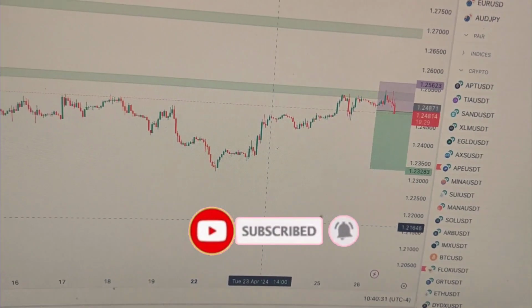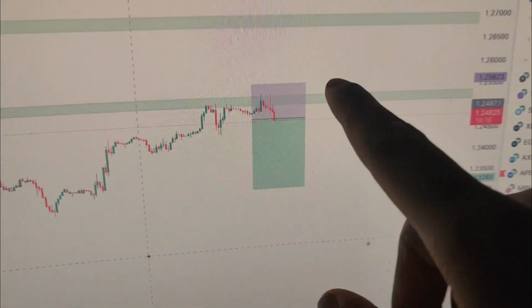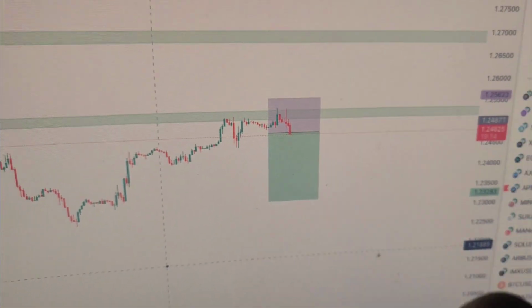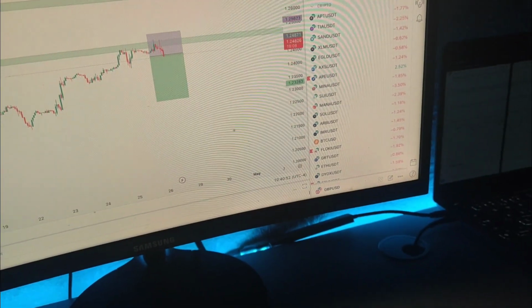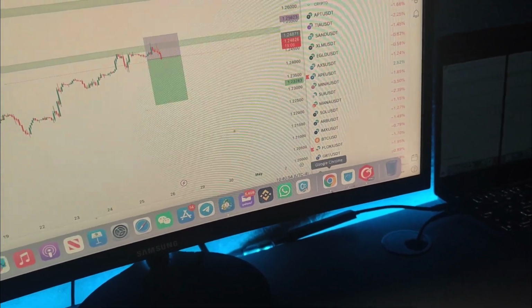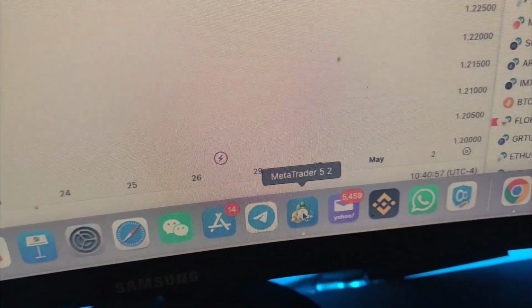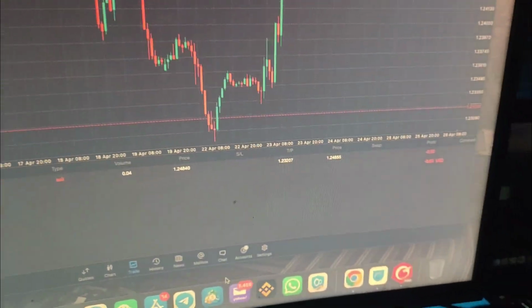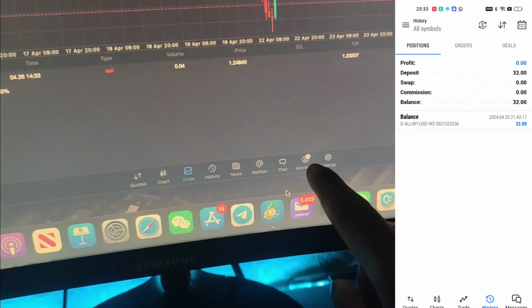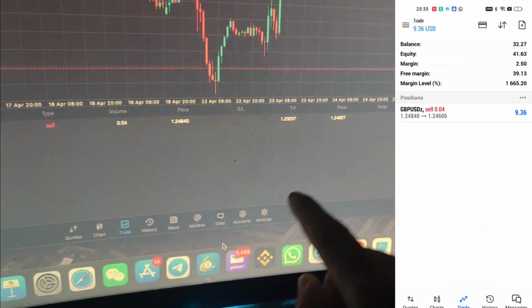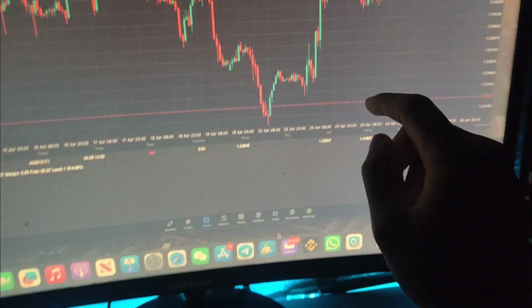So what do we have here? This is the pair I am trading, and this is my trade. The first trade is to turn $32 to $90 plus. Let's go to MT5. I don't know why it's saying negative. It's supposed to be in positive. Let's wait for it to load. Okay, here we go. It's in a little bit of profit.